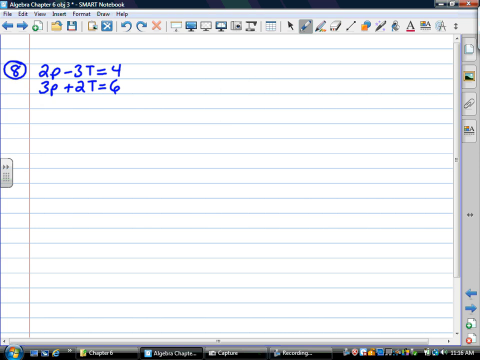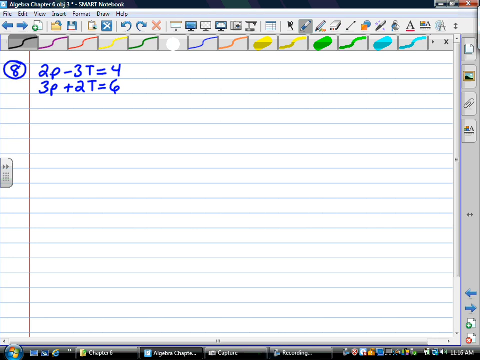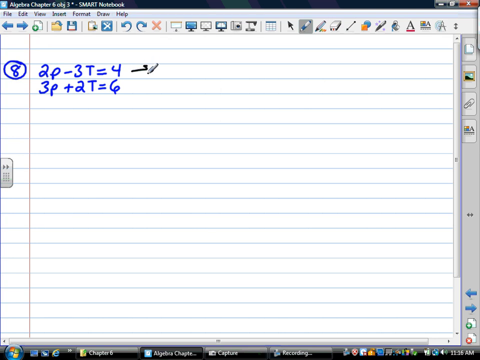This problem's a little different now because now I have to multiply both equations by some number. If I want to eliminate the p's, I can multiply the top equation by 3 and the bottom equation by 2. I'd have coefficients that are the same. They would both be positive 6, and I can eliminate with subtraction. I always like to eliminate with addition, and I see if I want to eliminate the t's, I can multiply the top equation by 2 and the bottom equation by 3, and I would have opposite coefficients. So that's what I'm going to do. Multiply by 2, multiply by 3.